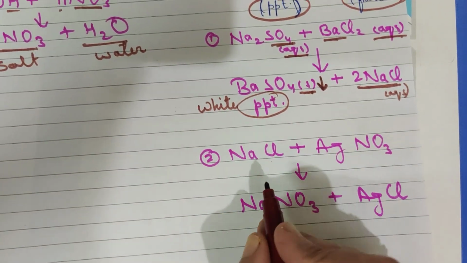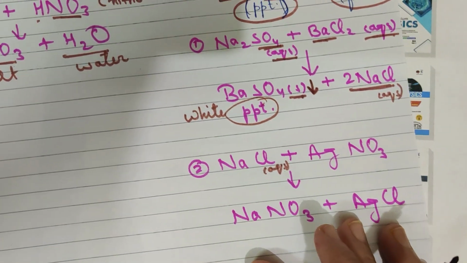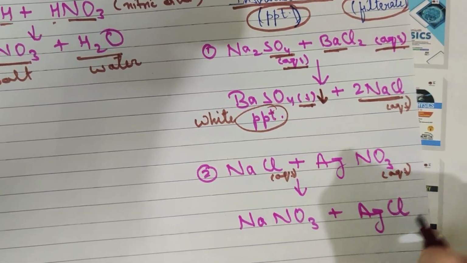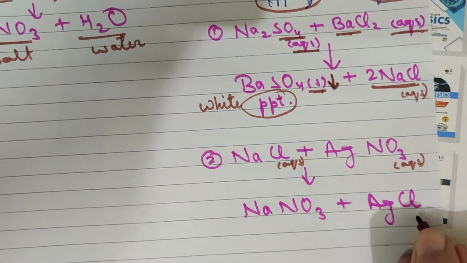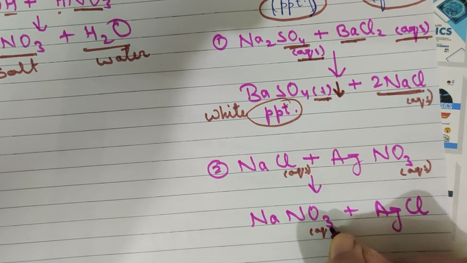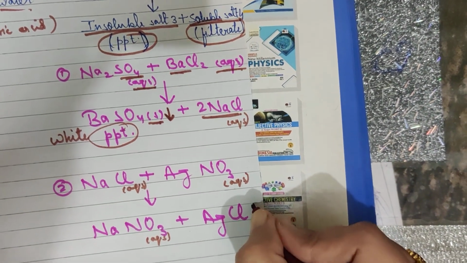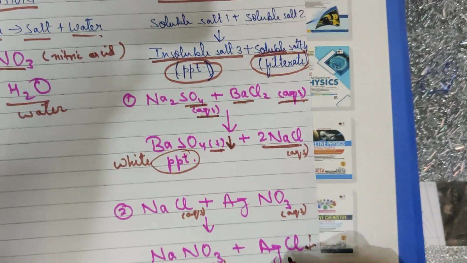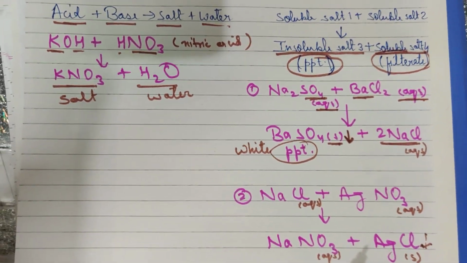Here you can see that NaCl, which is again in the form of aqueous state, that is dissolved in water, is reacting with AgNO3, silver nitrate, which is again in the form of aqueous state. The two are reacting together to produce sodium nitrate and AgCl. Sodium nitrate is in aqueous state, it will remain dissolved in water, and AgCl is in the form of solid component and it will be in the form of precipitate. So we will write here solid. I hope this type is clear to you.